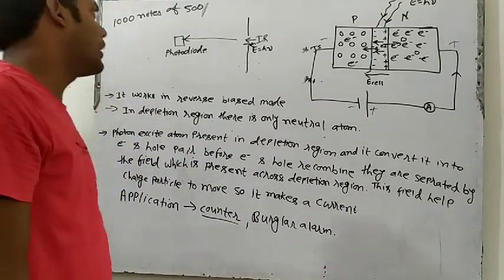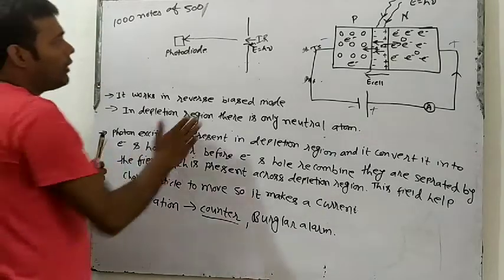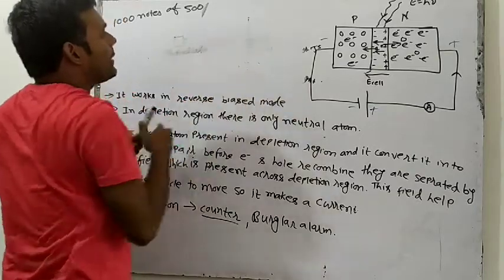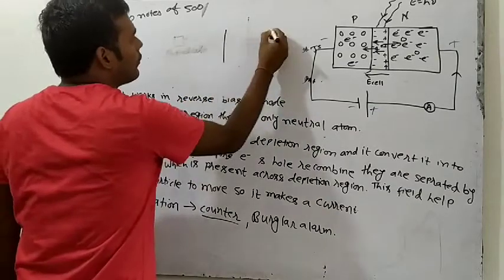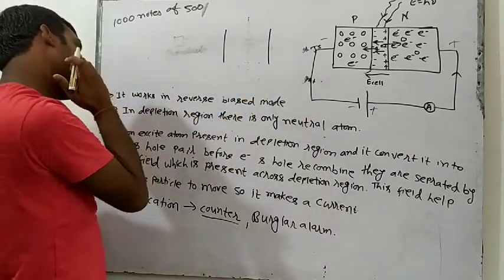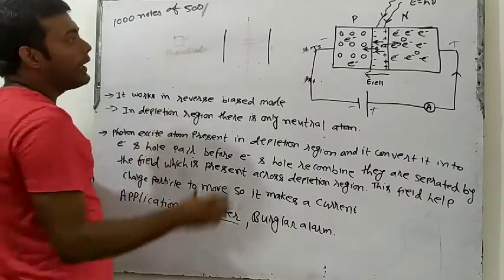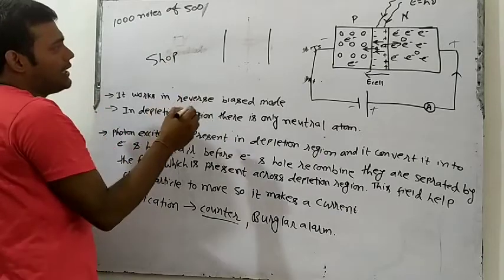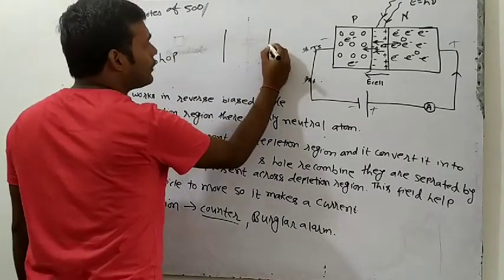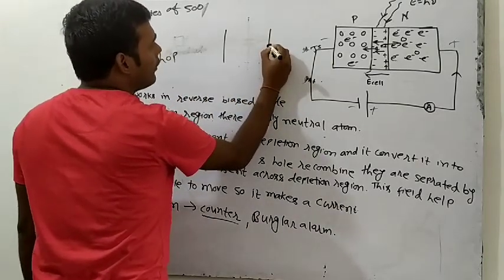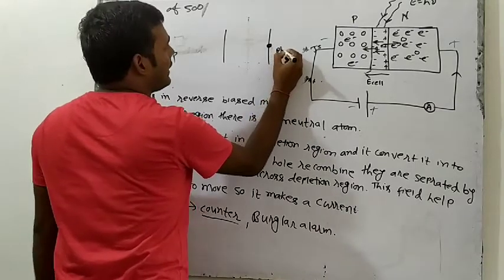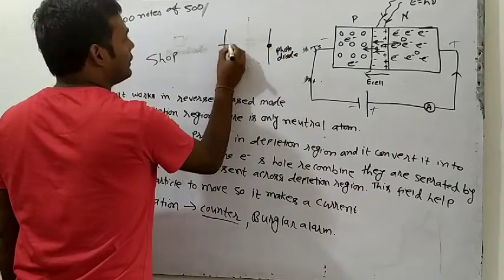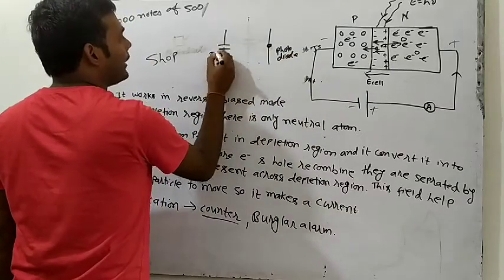Burglar alarm is also working. How will a burglar alarm work? For example, suppose here is the gate, and on the gate what will happen? If there is any shop or any organization, then on the main gate what I will do? On the main gate here, let's say here is a photodiode, and here is light. From here we will give infrared.